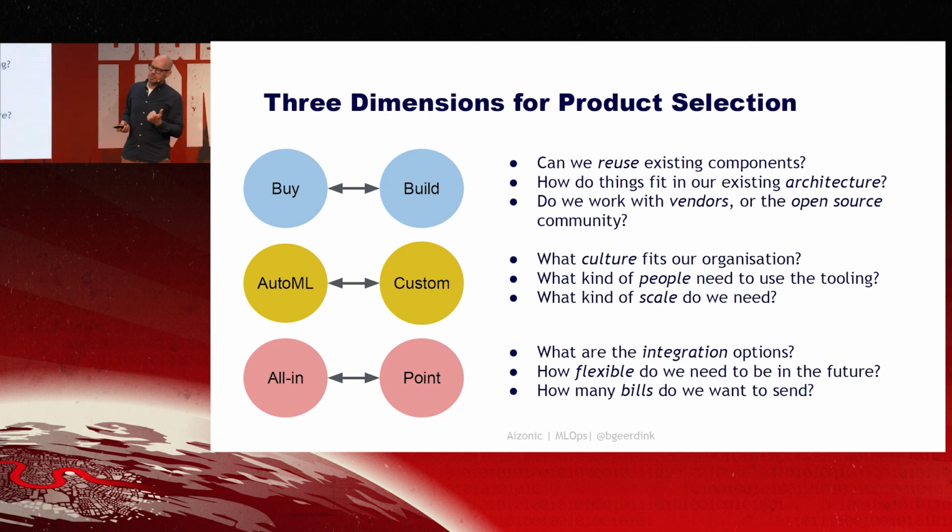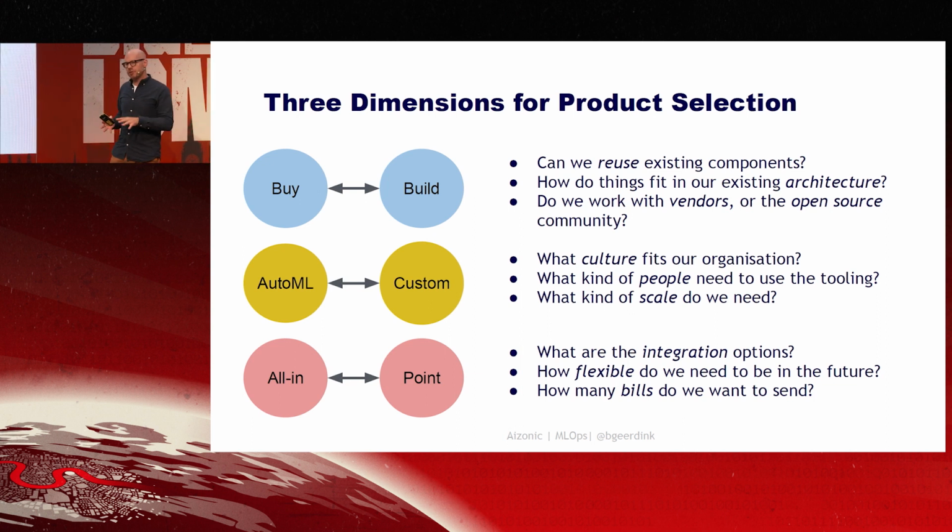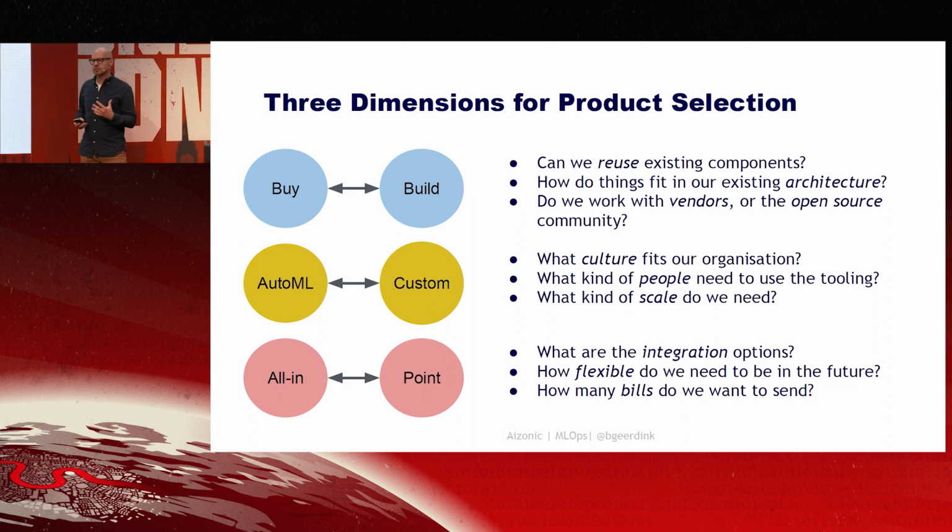First dimension is the old traditional one, buy versus build. What fits your organization? Do you want to buy software which is readily available, which will cost you some money, basically? You have to pay a license fee. Or do you want to build your own products, maybe with the help of open source, but you have to maintain it. Everything has its pros and cons, of course. The second one is a bit more specific for machine learning, and that's a debate, a question that's now very important.